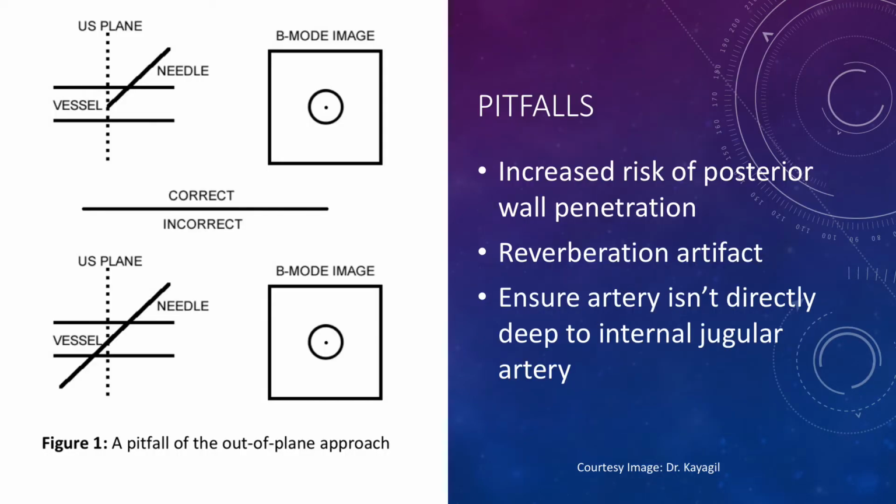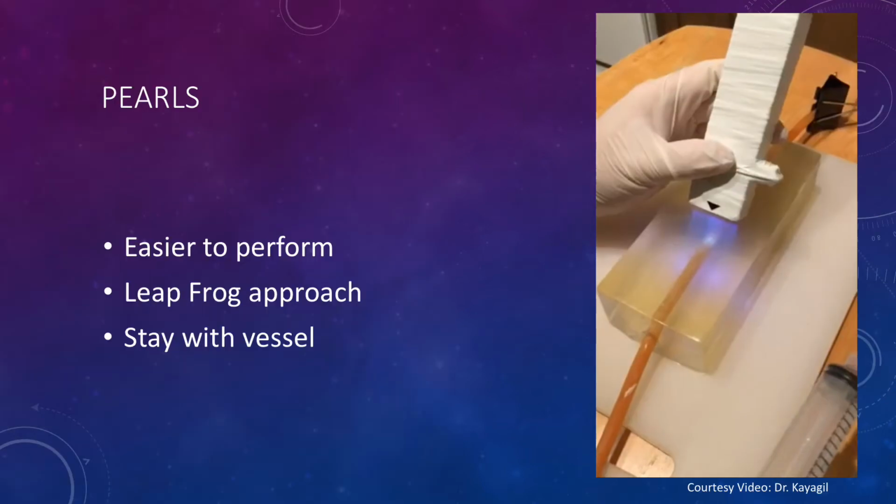Some of the pitfalls of this from a short axis standpoint is that you can miss the tip of the needle, and so you will hear many of us say that while you're doing this procedure, we always want to see the tip of the needle. The pitfalls of the short axis approach are an increased risk of posterior wall penetration. You can get some reverberation artifact, and you want to make sure, especially during the internal jugular procedure, that the artery isn't directly deep to the internal jugular vein.